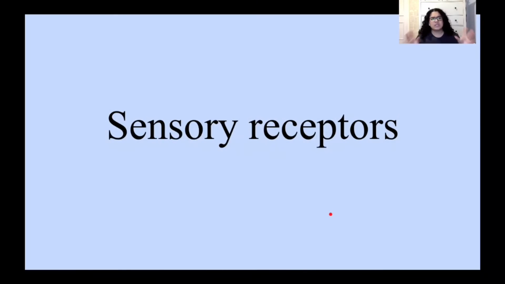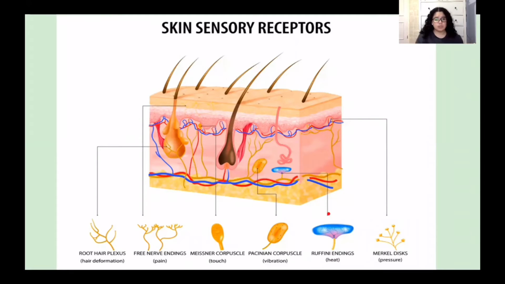Hello, now let's talk about sensory receptors. Now, a stimulus first is a form of energy. Now, sensory receptors convert one source of energy into another.